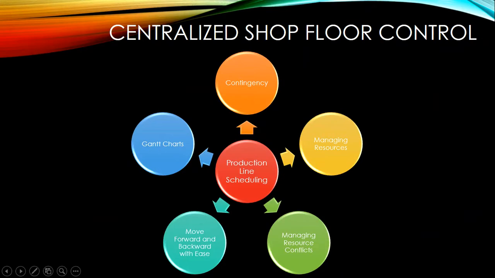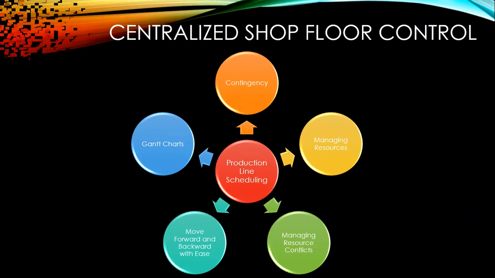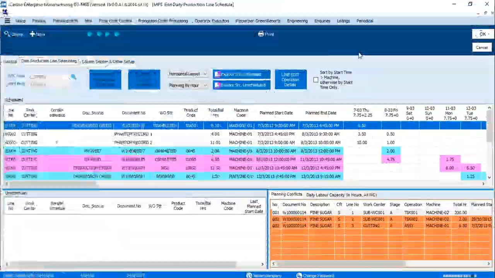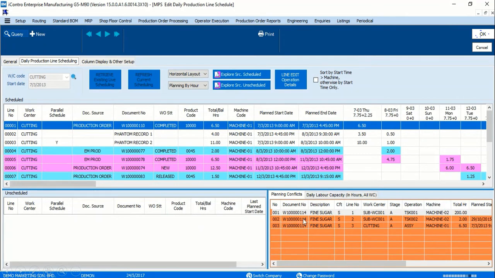The next one is managing your resource conflicts. Another main issue on the production side is conflicts. You can see on the production line scheduling, on the right side, the planning conflicts. All these are conflicts. Conflicts are nothing but two different production orders using the same machine at the same time. In real time it is not possible to do two different orders on the same machine, so it will be shown as a conflict.